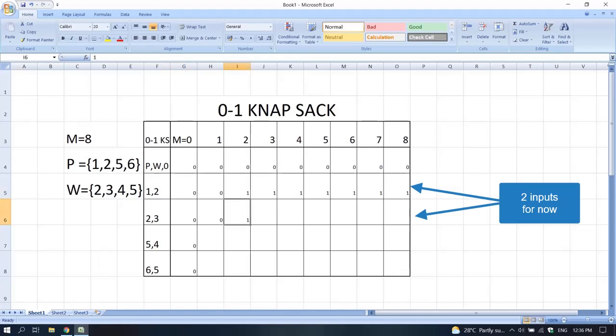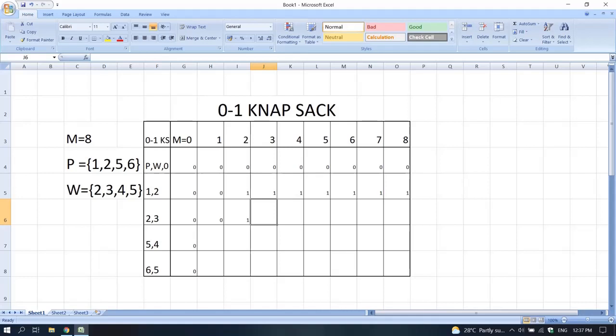So now capacity is 3. Now we have an option to include this item or not. If we include this item, our profit will be 2, so we will include this. Now our capacity is 4, so 2. Now capacity is 5. Now we can include both the items, so our profit is going to be 2 plus 1, which is 3, and the rest also 3.